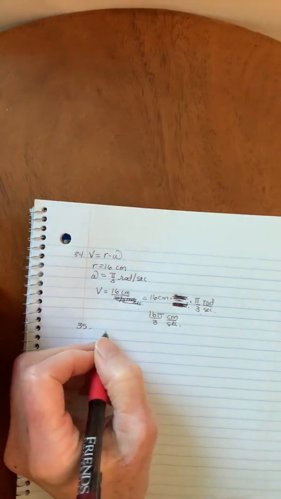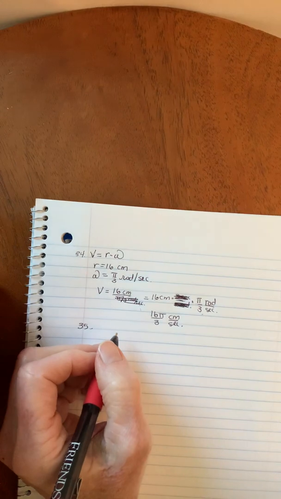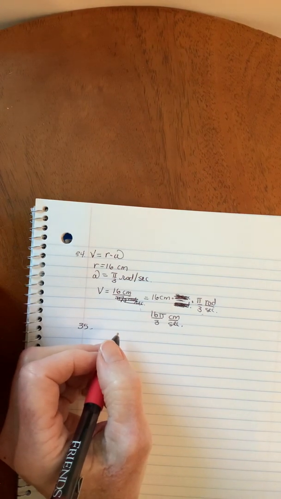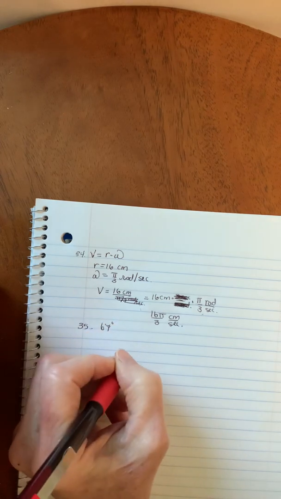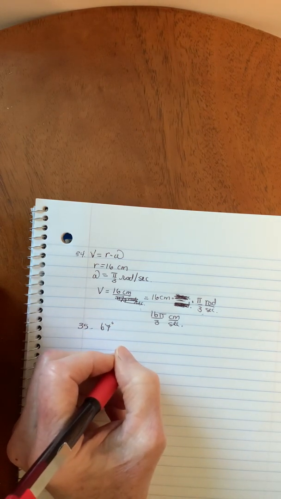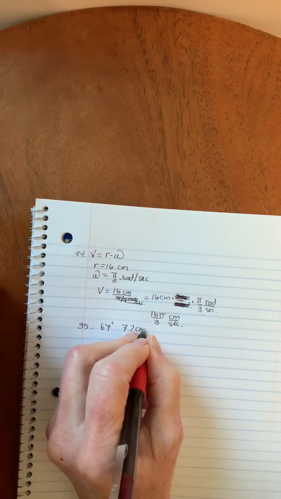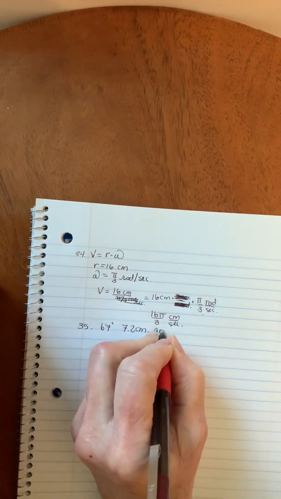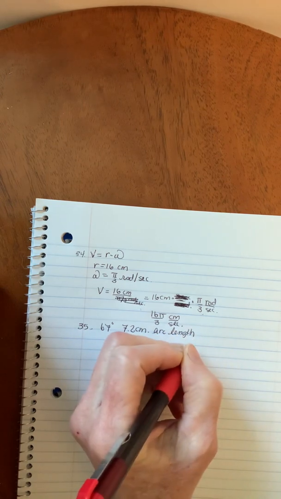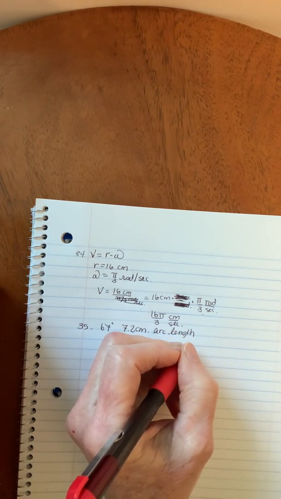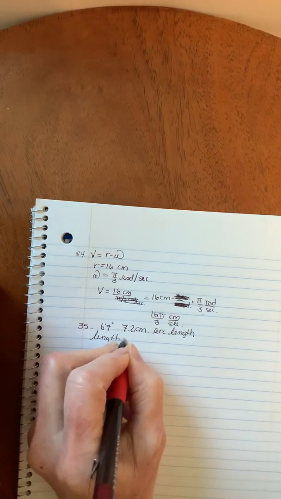35. Get my multiplication in there. This one says a pendulum is swinging through a central angle of 67 degrees. So we're back into degrees. It completes an arc length of 7.2 centimeters. So that's the arc length. And it says, what's the length of the pendulum?